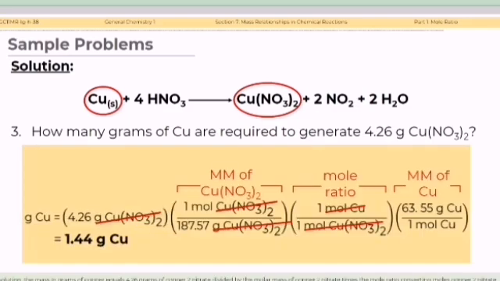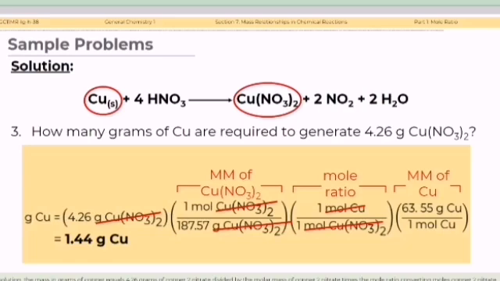For the solution, the mass in grams of copper equals 4.26 grams of copper nitrate divided by the molar mass of the copper nitrate, times the mole ratio converting moles copper nitrate to mole copper, times the molar mass of copper. The molar mass of copper nitrate is 187.57 grams per mole.